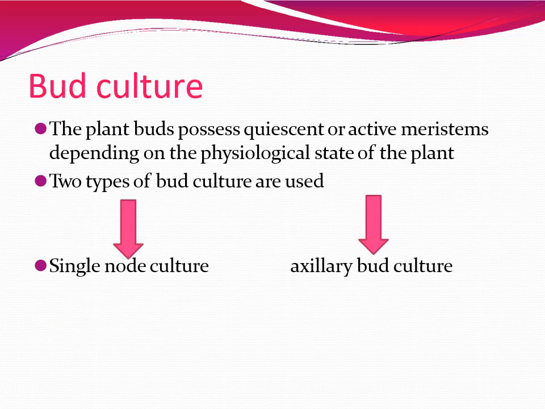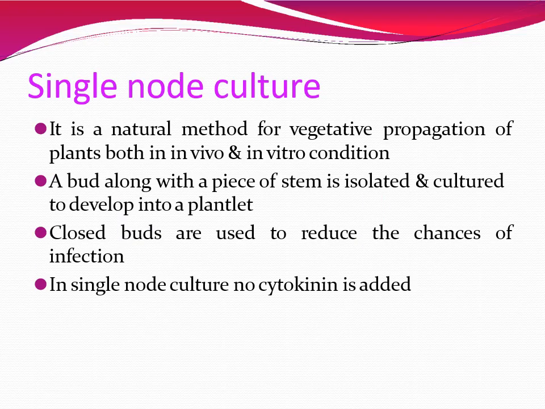Next one is bud culture. The plant bud possesses quiescent or active meristem depending upon the physiological status of the plant. So there are two types of bud culture that can be performed. One is single node culture, another one is axillary bud culture.